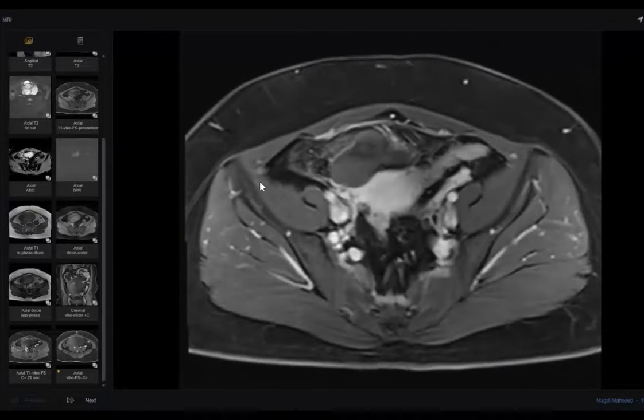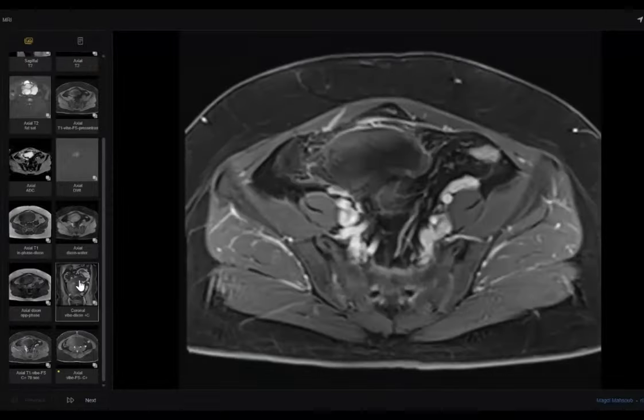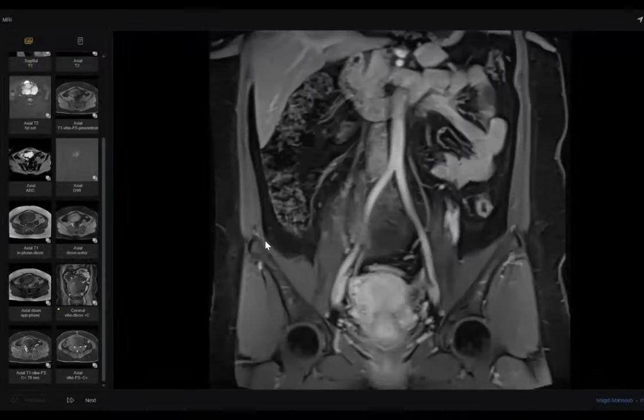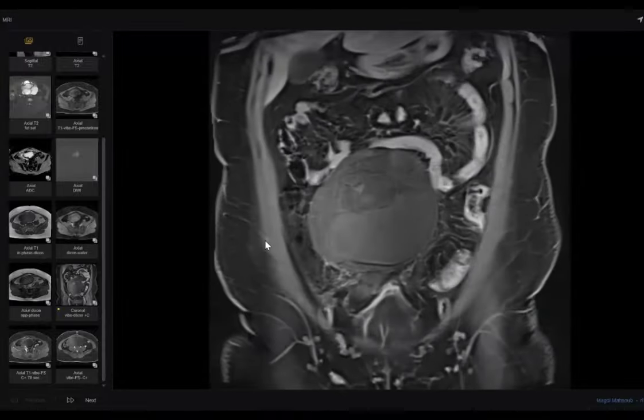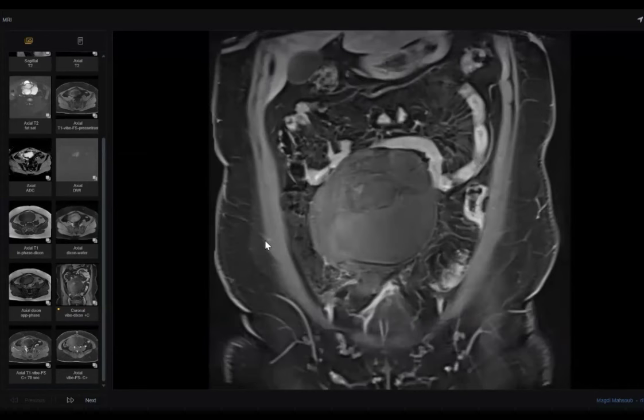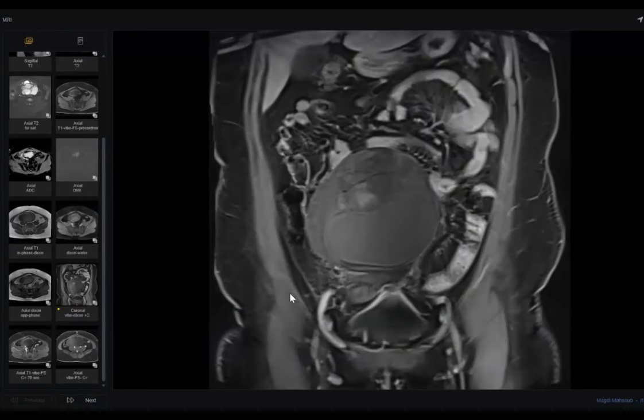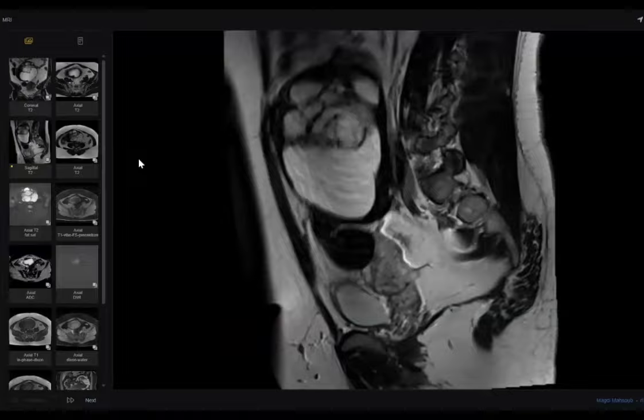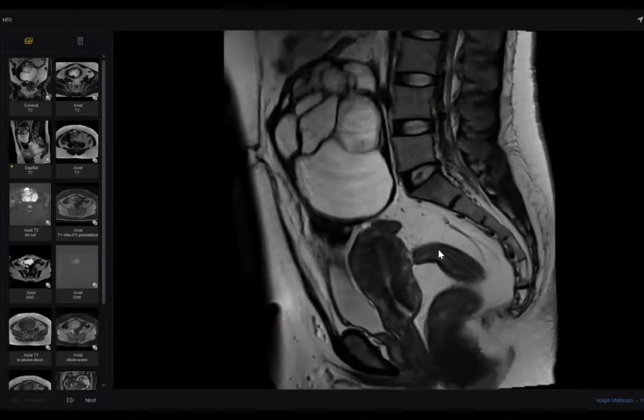See, my colleagues, this is a very clear case of torsion, with most of the signs of torsion. One colleague was asking about the signs of torsion. Number one, a very large ovary in an ectopic position. Normally, you should see the ovaries here, here, and here. But here, it is very ectopic, posterior to the uterus.